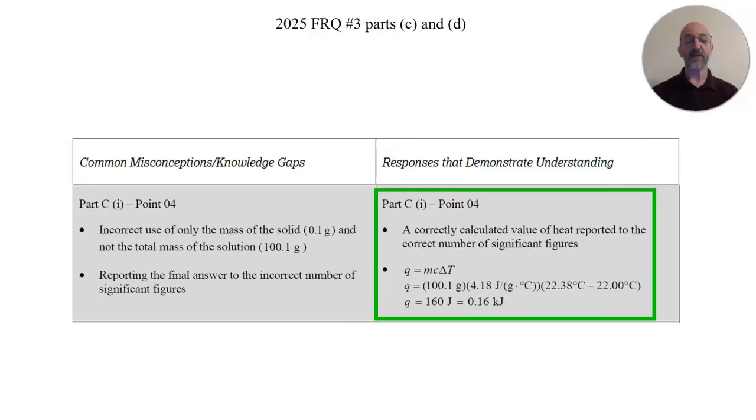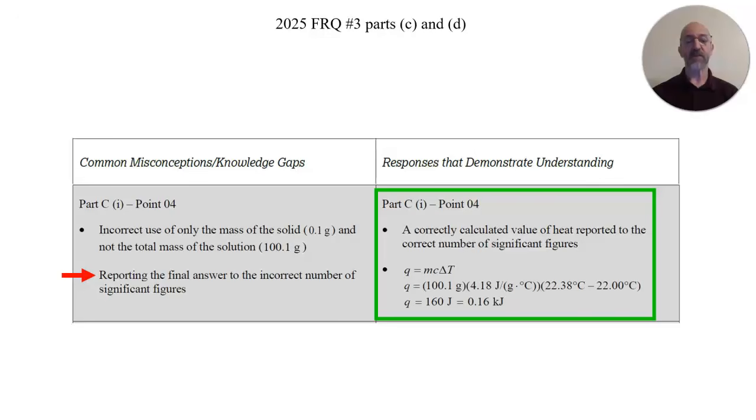And now you can see examples of common mistakes that were made on this question. So one mistake was the incorrect use of the mass. So the students used only 0.1 gram for the mass of the solid and not 100.1 grams, the entire solution's mass. And then they reported the final answer that was correct, perhaps 159, but they did not express their answer with the proper number of significant figures. So this answer should be reported with two significant figures as 0.16 kilojoules.